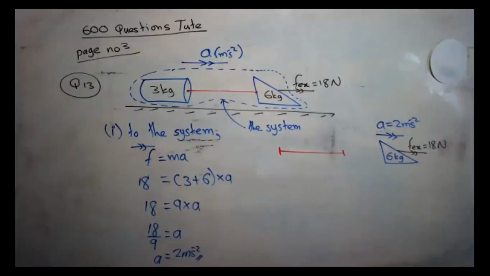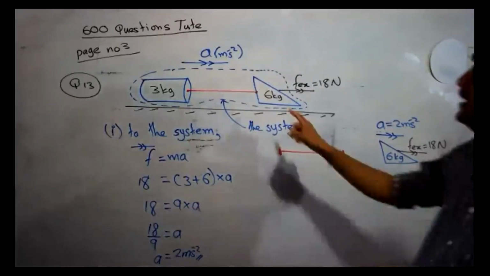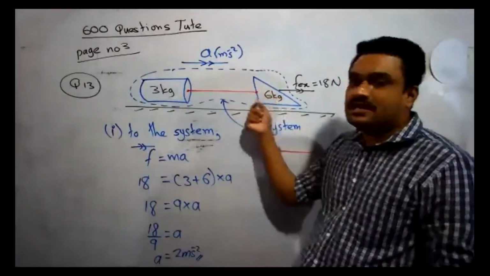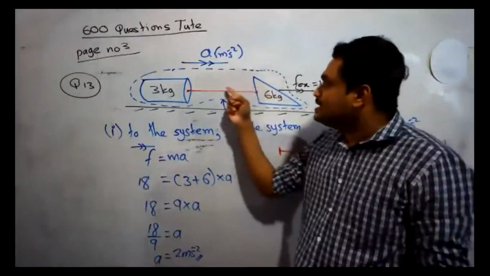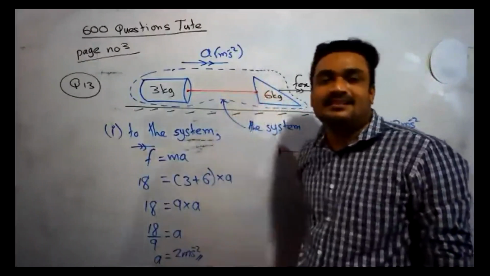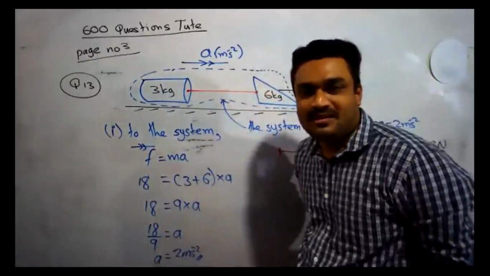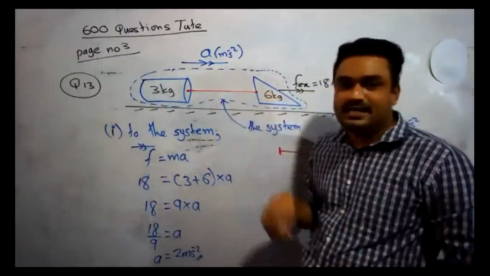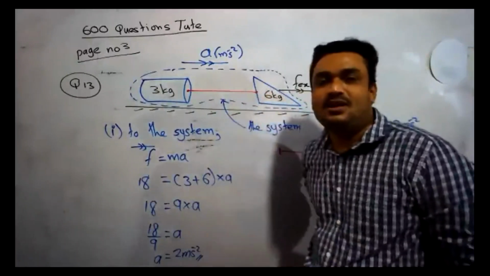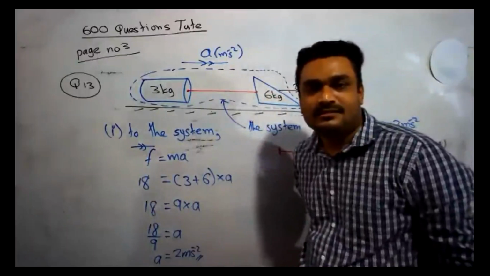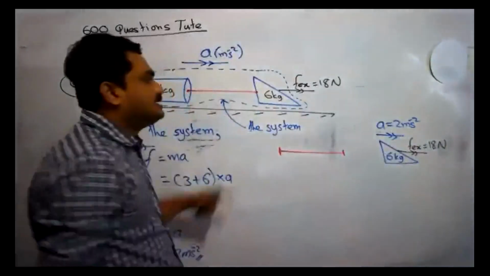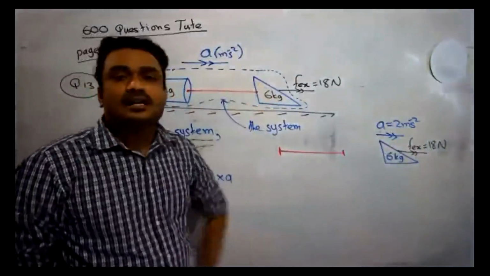The 6 kg object gives a force. The first thing: the 6 kg object is connected to the string. So when the 6 kg object is moving to the right-hand side, the string will also be moved with it. That's the reason. Am I right? The 6 kg object is connected to the string. When it is moving, it has to move the string also. Am I right? Yes, sir. The first reason is that the 6 kg object and the string are connected.